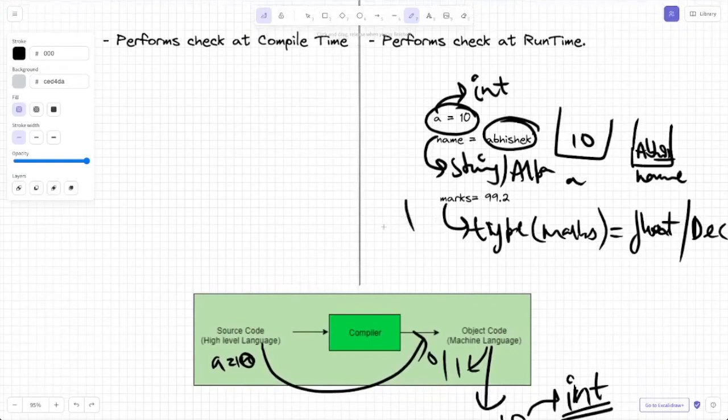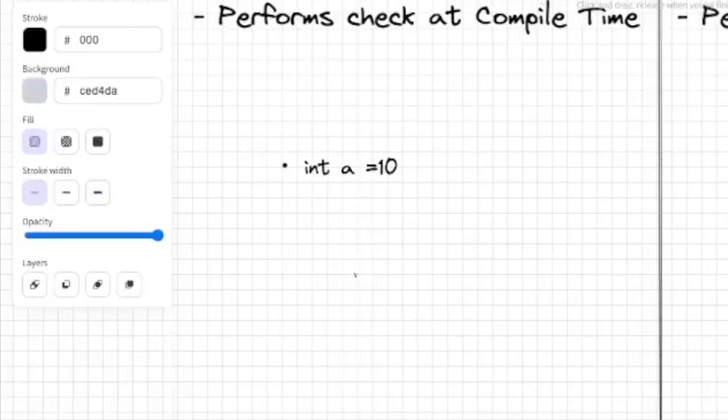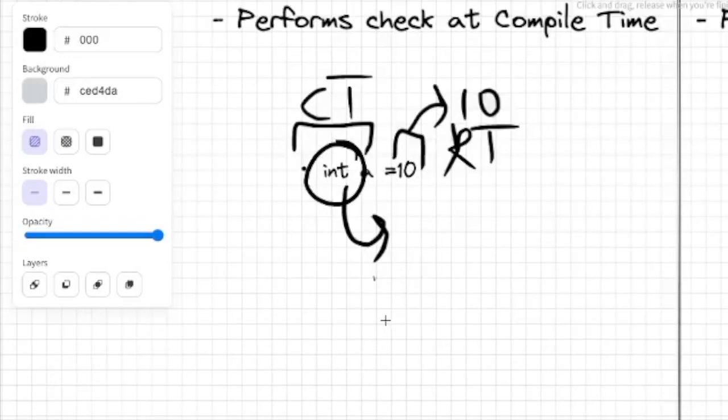Now let's take an example and understand static language. int a = 10. Before the compile time, we are declaring a as an integer. Before the compilation of the source code, we are assigning a as integer, so while the program is compiling, during the conversion of source code to machine code, that time only the type of a is known, that is integer.